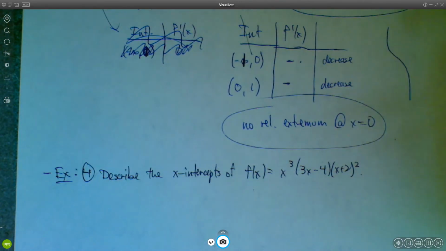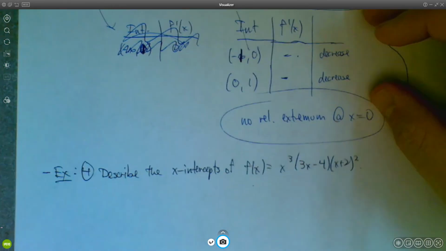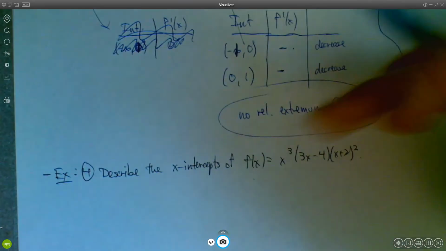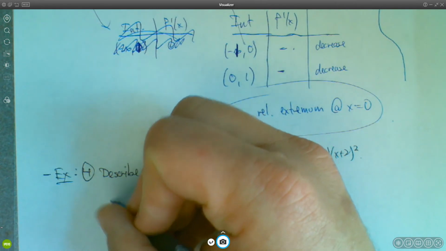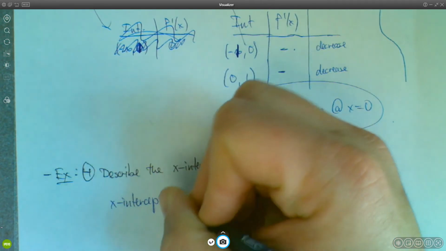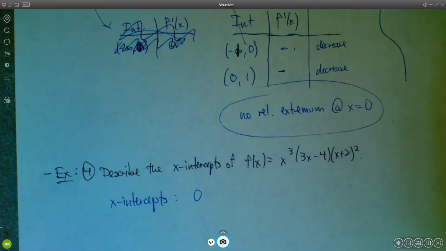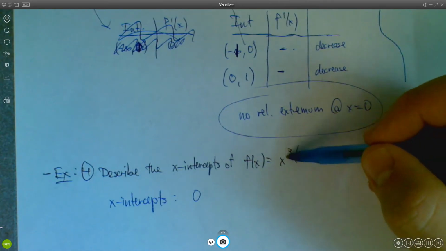And if you solve each of those individual parts, you're going to get x equals 0, x equals 4/3, x equals -2. So the x-intercepts are 0. Now, it's 0 of multiplicity 3, right?